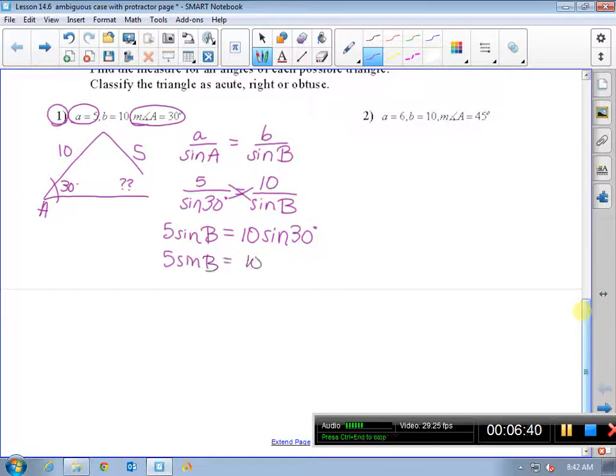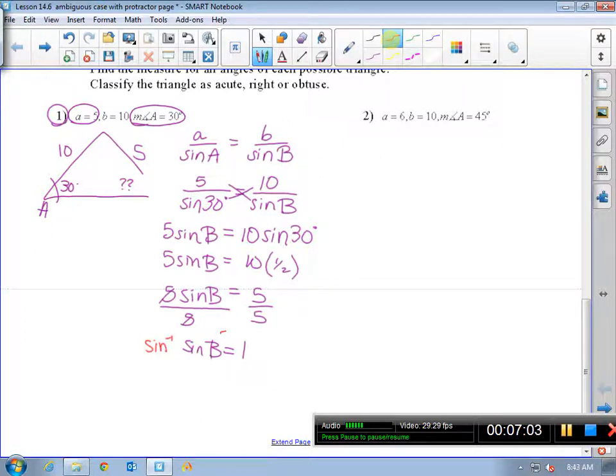The sine of 30 is a half, so I've got a 5 over here. And 5 times the sine of B equals 5. Let's divide out that 5, and we get the sine of angle B is 1. Do a quick sine inverse, and you should see angle B is 90 degrees. Well, we knew that. We know that the sine of 90 is 1.